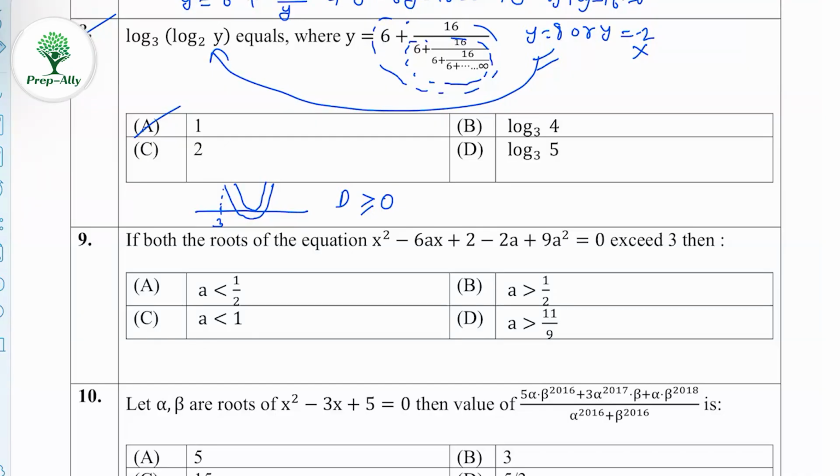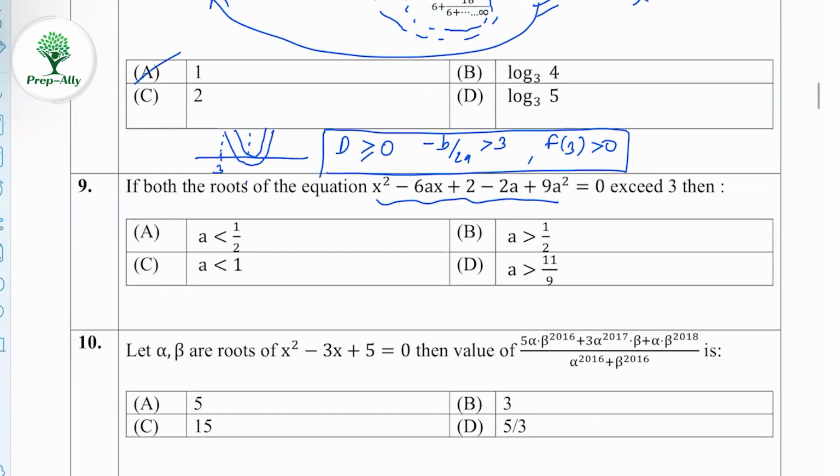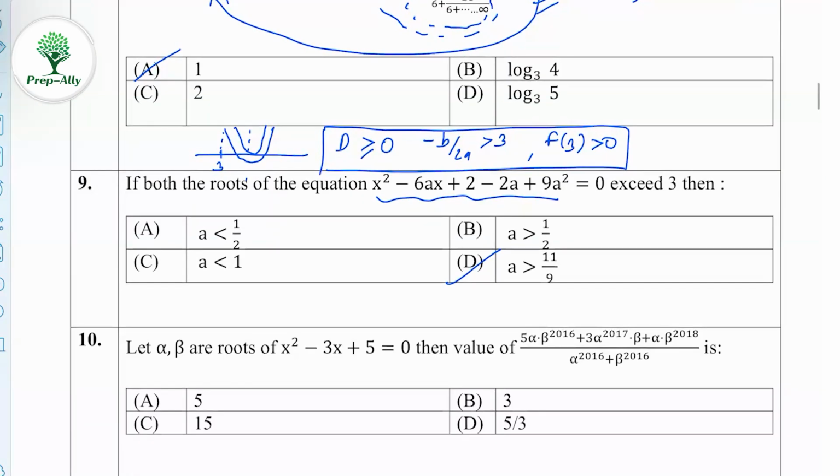Second condition, what can we apply? See, line of symmetry, which is minus b by 2a, should be greater than 3. And third condition, what will apply? At 3, what's the value of this quadratic? So at 3, the value of this quadratic should be positive. Location of roots concept. So apply all three conditions and after that take the intersection. So after applying all three conditions, if you take the intersection, you will get a is greater than 11 by 9.